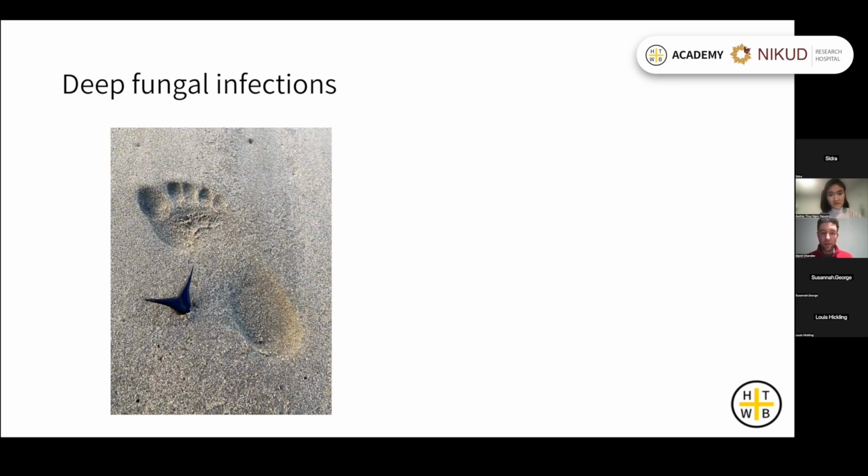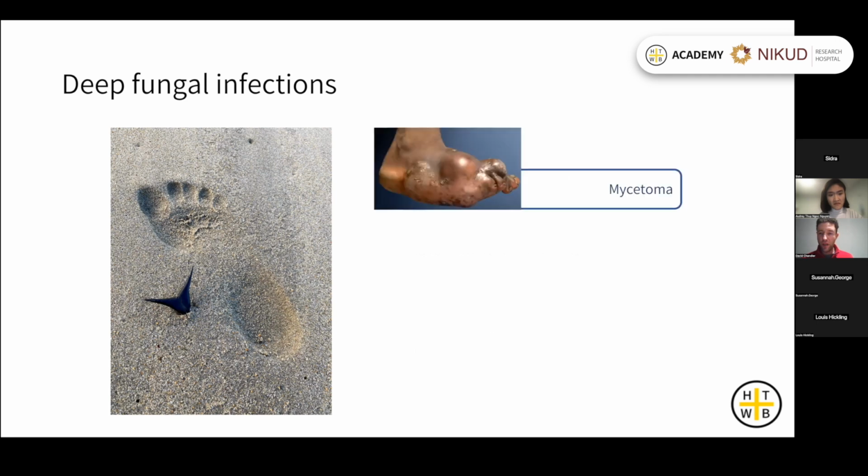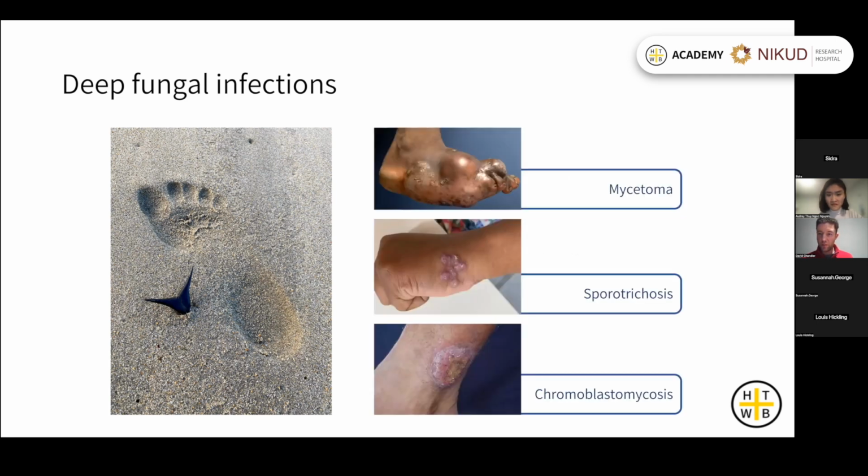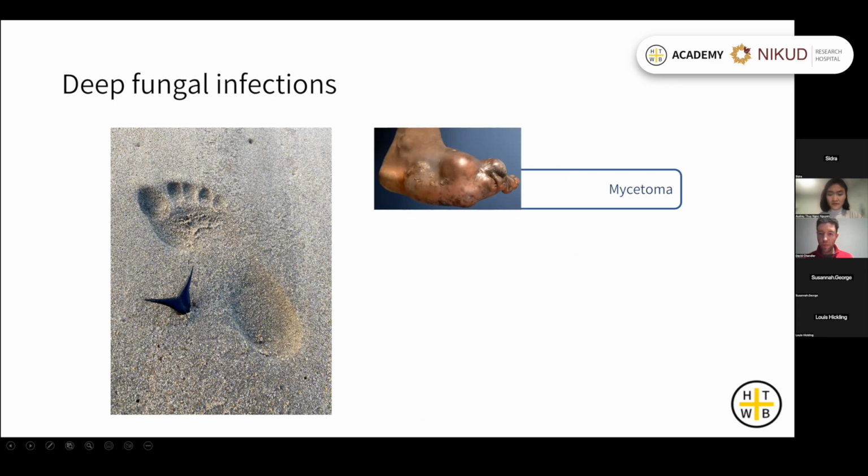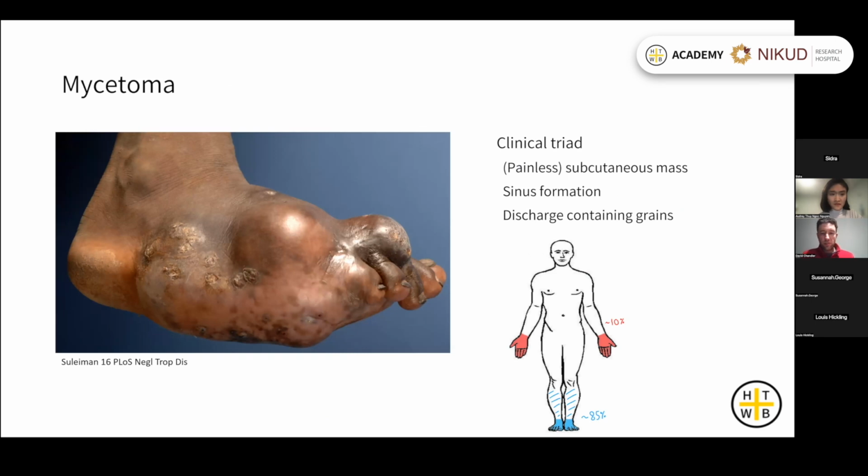So looking at the presentation, we'll just focus on the three main deep fungal infections, which are mycetoma, sporotrichosis, and chromoblastomycosis. So mycetoma, firstly, this is a condition that's characterized by subcutaneous swelling or mass, which is usually painless, the formation of sinus tracts, and then you get a discharge from these sinus tracts which contains grains, just like grains of rice but smaller. And usually the foot is the most common site of infection, but it can affect anywhere on the body.